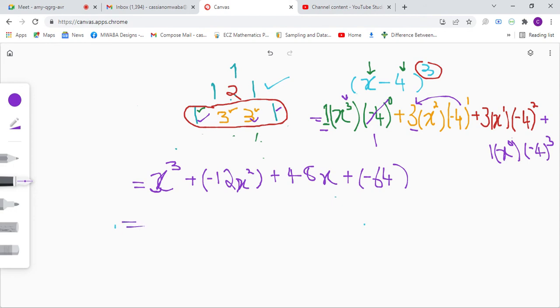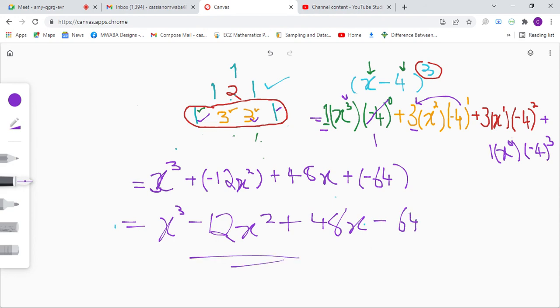So we can write this down. We can now say x cubed minus 12x squared plus 48x minus 64. And that is our answer: x cubed minus 12x squared plus 48x minus 64.